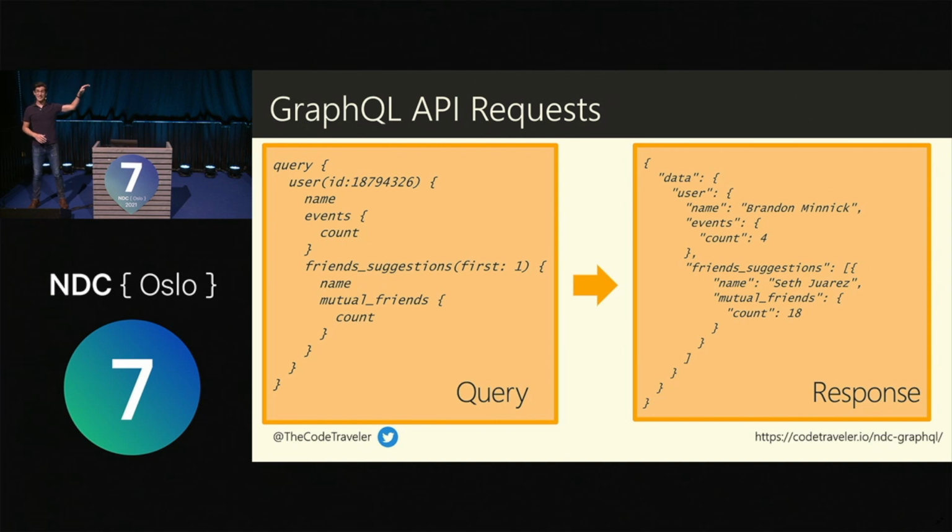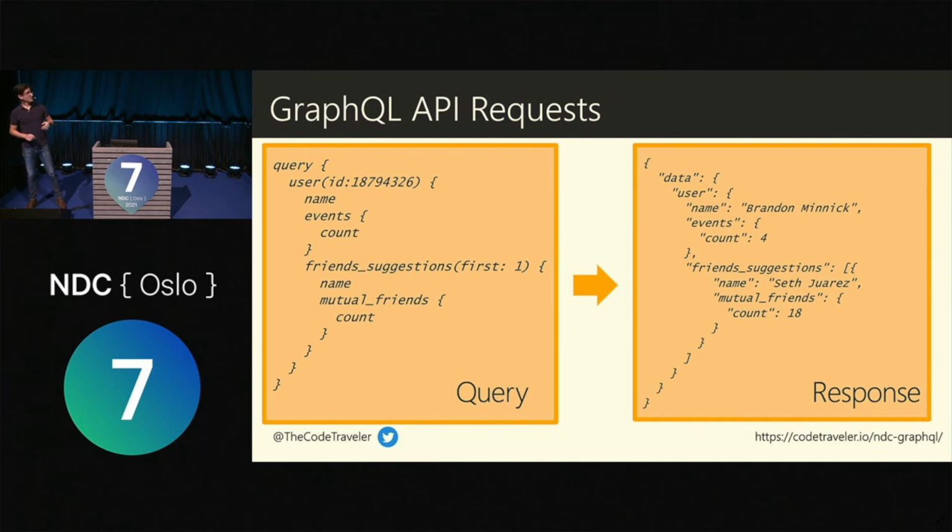But look at the data that came back. It's exactly the data that I asked for. There's no more data in there. There's no less data. If we look at it, it gives me the username, which is me, Brandon Minnick. It shows me that I have 4 upcoming events. And then for the one friend suggestion, it lets me know that, hey, there's another guy on Facebook, his name's Seth Juarez, and you have 18 mutual friends. Maybe you should reach out.